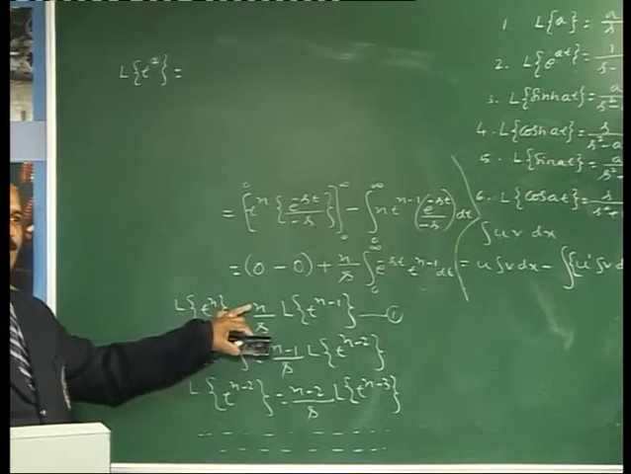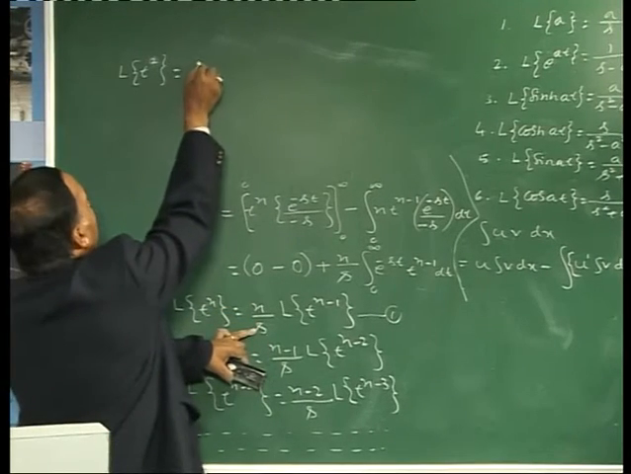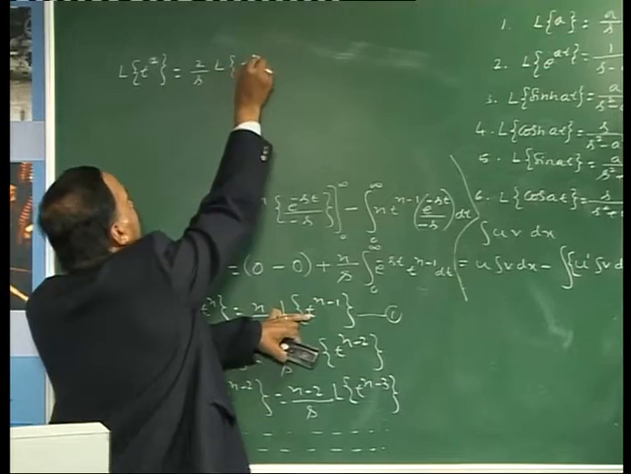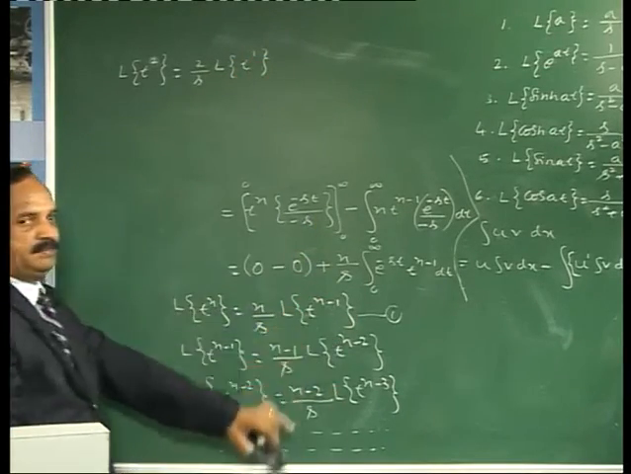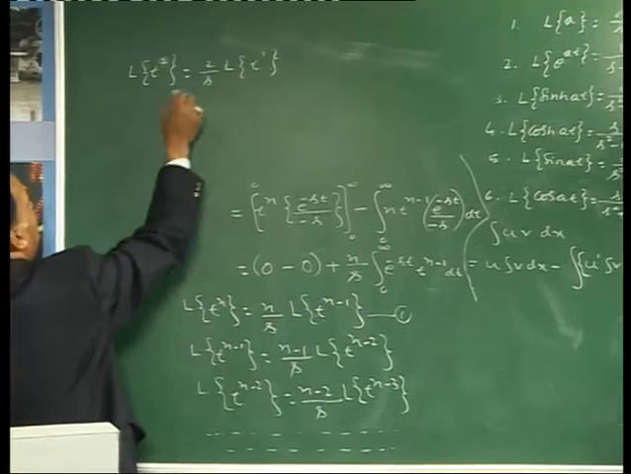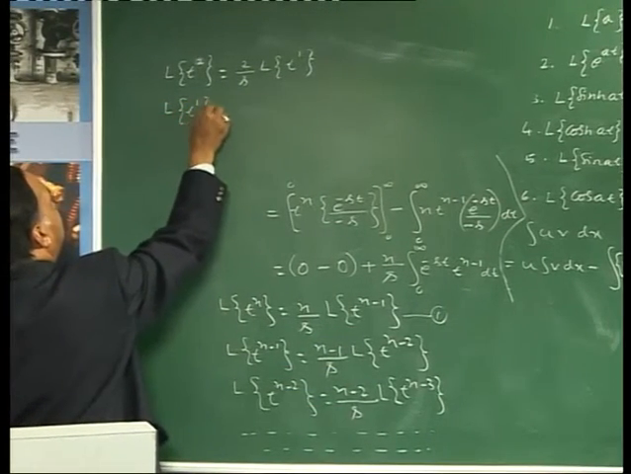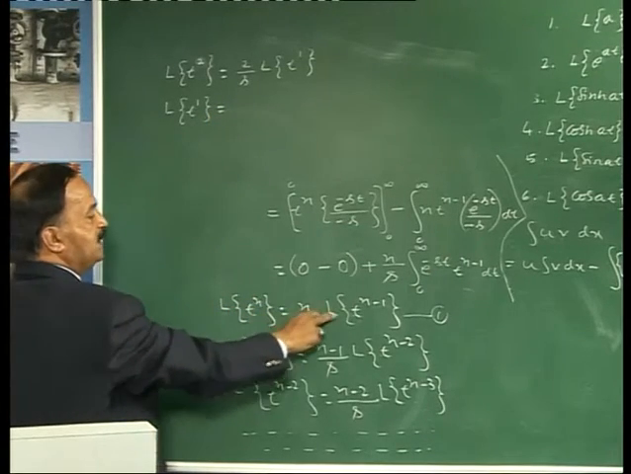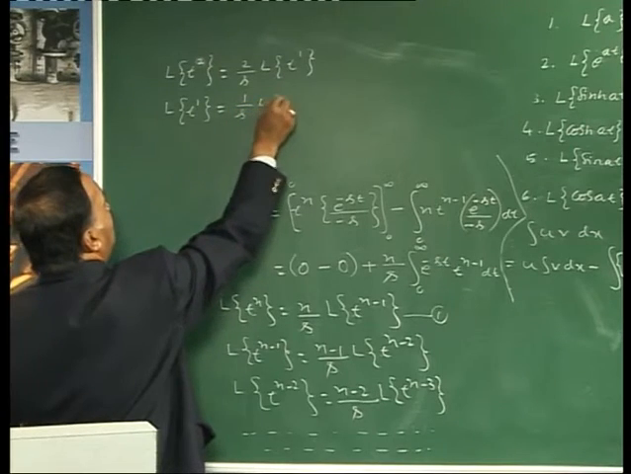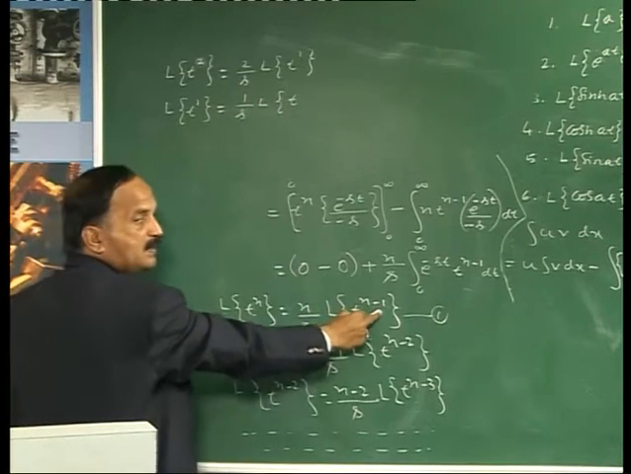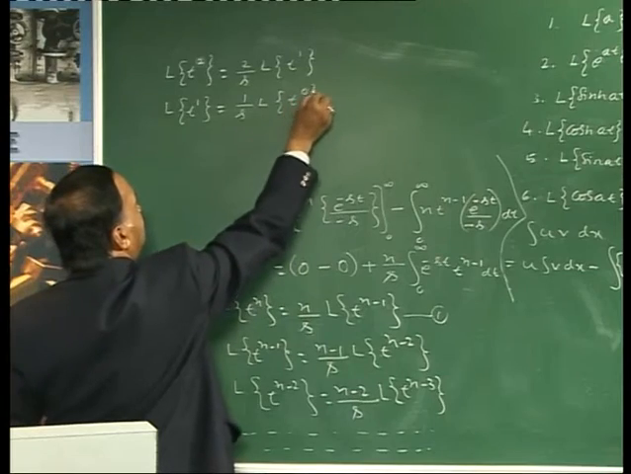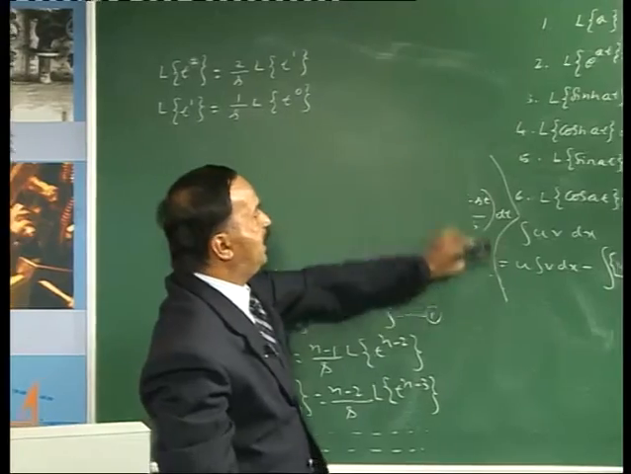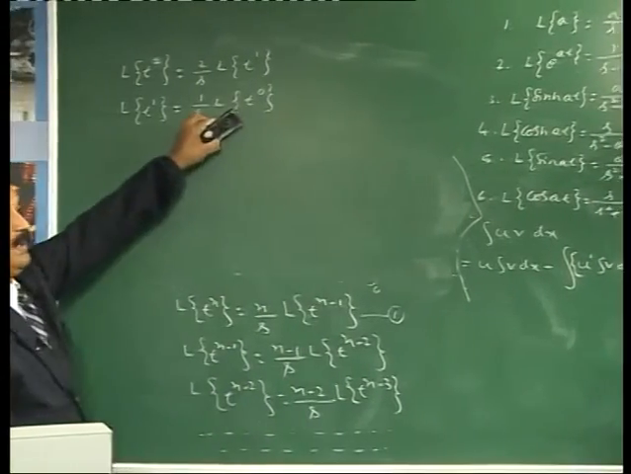L of t square equal to, put n equal to 2, 2 by s into L of t to the power of 2 minus 1, that is t. 2 minus 1 is 1. Again you find this value here, L of t to the power of 1. Put n equal to 1. L of t to the power of 1 is equal to 1 by s into L of t to the power of 1 minus 1, that becomes 0. So that means L of t is 1 by s into L of t to the power of 0.